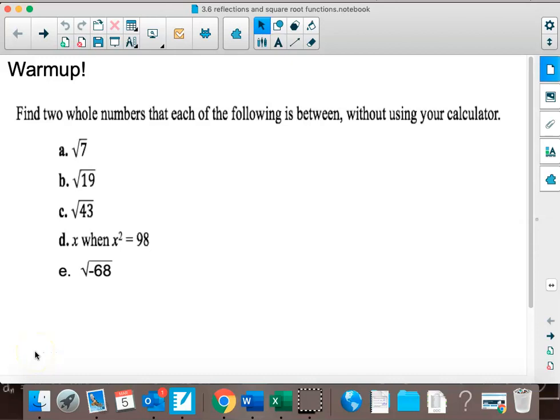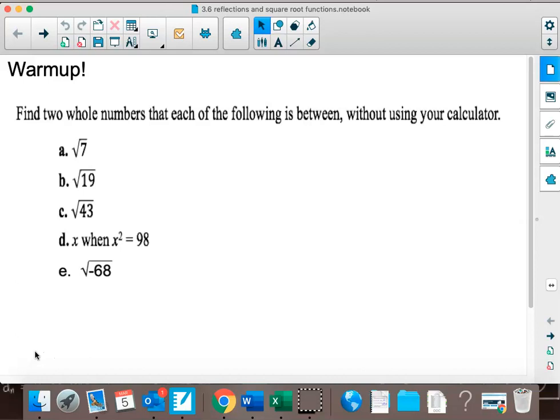Here we go. For our warm-up, we're talking mostly about square roots. For our warm-up today, you have to find two whole numbers that each of the following is in between. For the first group, they put the square root of 7 is between 2 and 3. Why? How do we know that the square root of 7 is between 2 and 3?